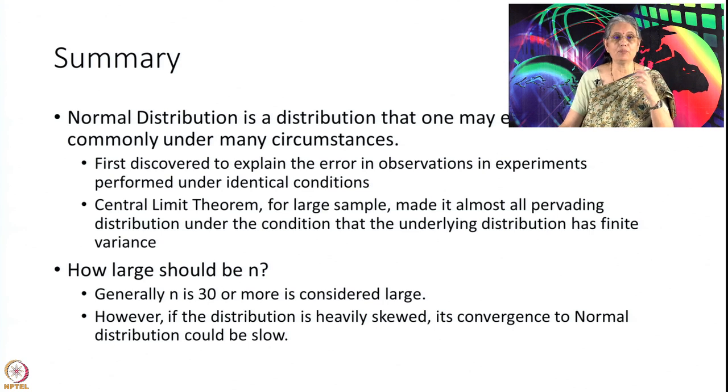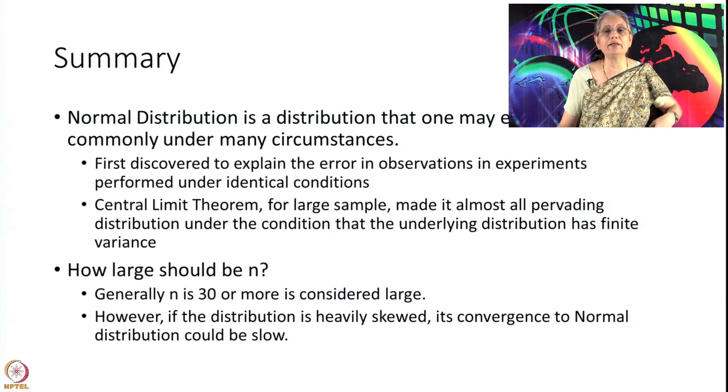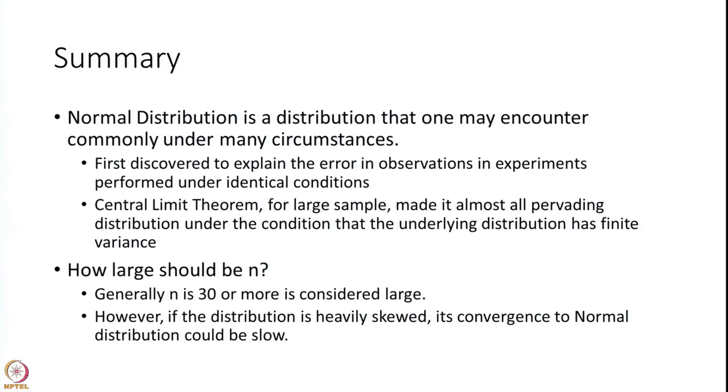The question is how large should be an n, because when we think about it practically, mathematically it is wonderful to say n tends to infinity and you prove the theorem. But in reality the question comes, what is really a large n? Well, the answer is that for generally naturally less skewed distributions, if n is 30 or more, it is considered large enough. But if your distribution is heavily skewed, in that case convergence to normal distribution could be slow and you may need a very large number of samples. So that time 30 may not be large enough, it may go even further to something like 50, 75, 100, you have to find out how fast it converges.